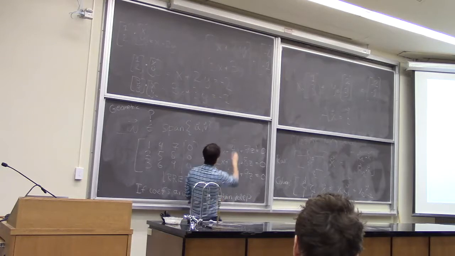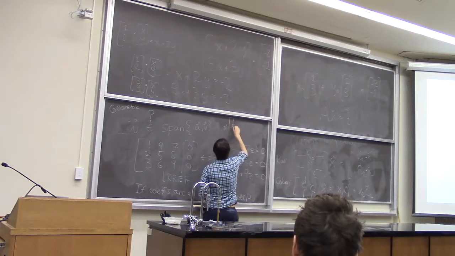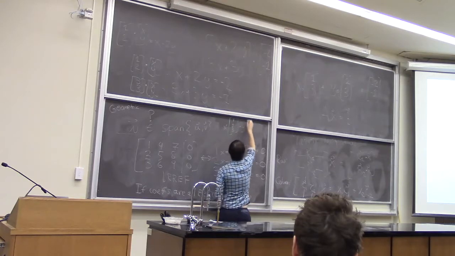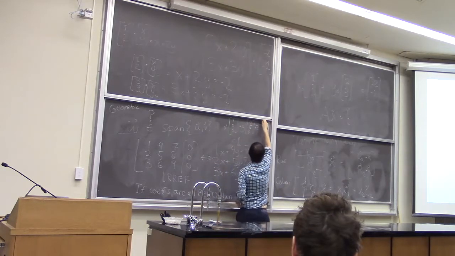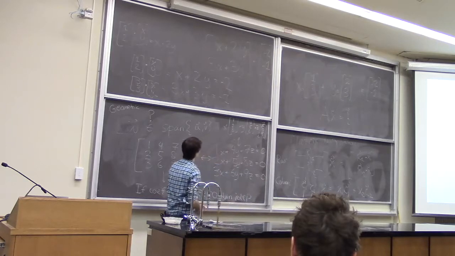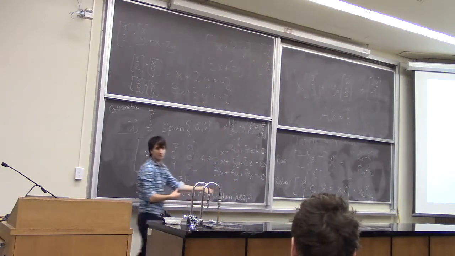So another way you can write this is as the vector equation, x times (1, 2, 3) plus y times (4, 5, 6) plus z times (7, 8, 9). So these things are the same as linear combinations of the columns.